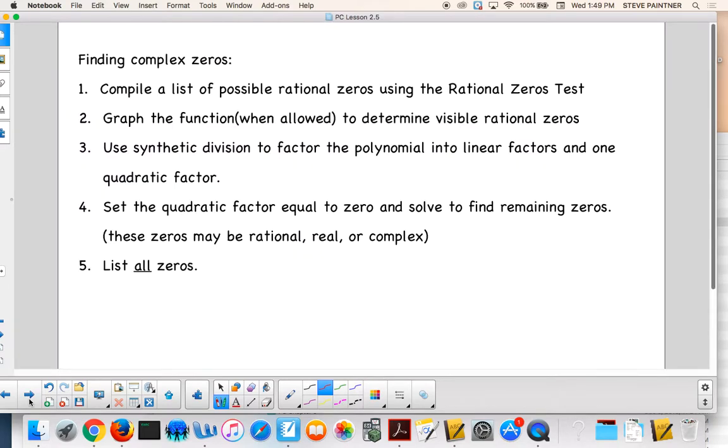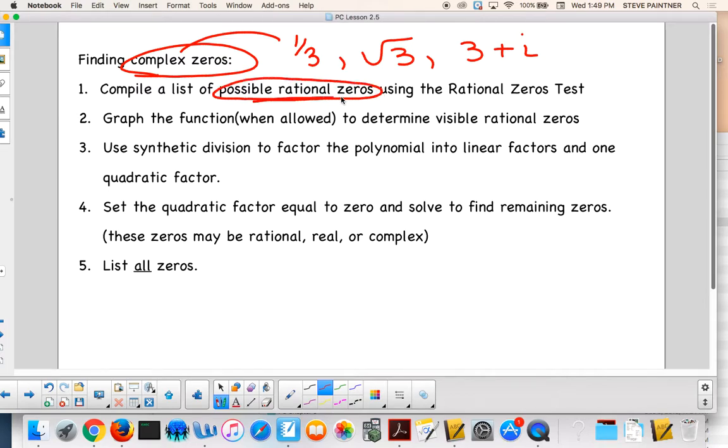Okay? Here's a summary of what we talked about yesterday, today. I'll go quick. Here it comes. We are finding what kind of zeros? Complex. What's complex? Could be rational. Could be real. Could be imaginary. That's what you're doing. Okay, here's how you do it. You compile a list of possible rational zeros. How do you do that? P's over what? Q's. That's how you do it.